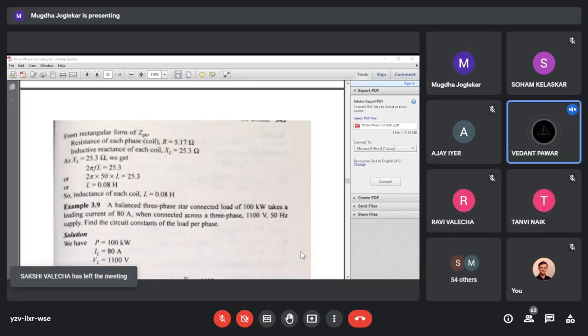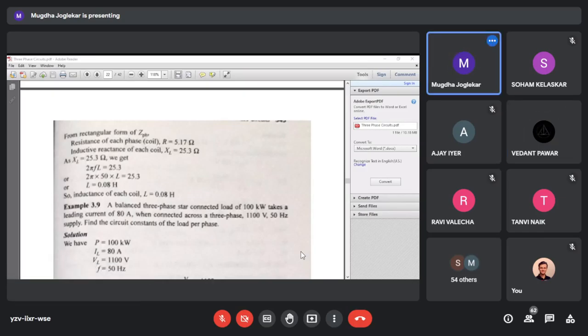Z is equal to root of R square plus XC square. In rectangular form? R minus JXC, right? Yes. Yeah, so whenever we are going to write R minus JXC, the phi angle will come negative, right? Why is phi negative? What do you think?